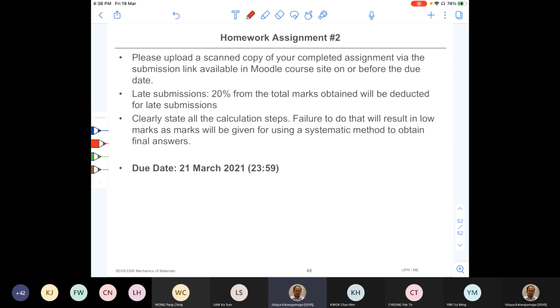Or torsion. Yeah, only on torsion, right? Yeah, only on torsion. So I hope that you can complete it and submit by this deadline. Okay, so that is the end of the section on pure bending.